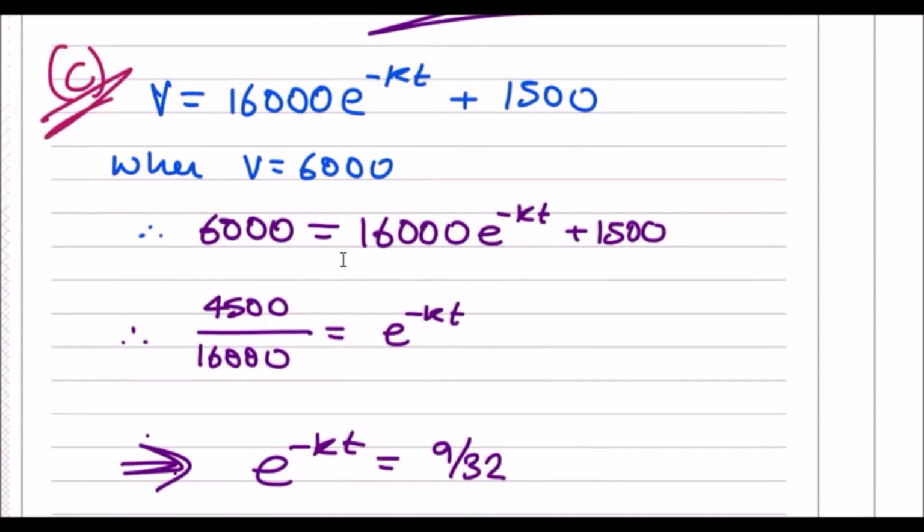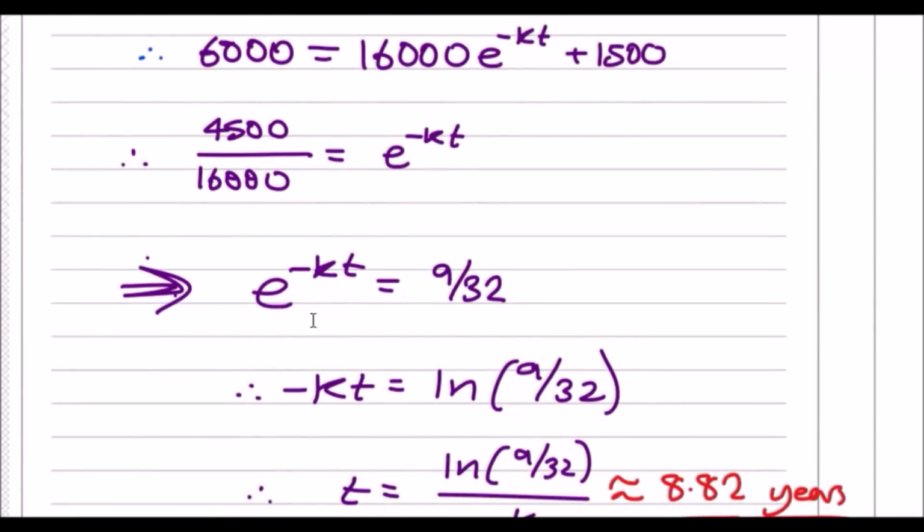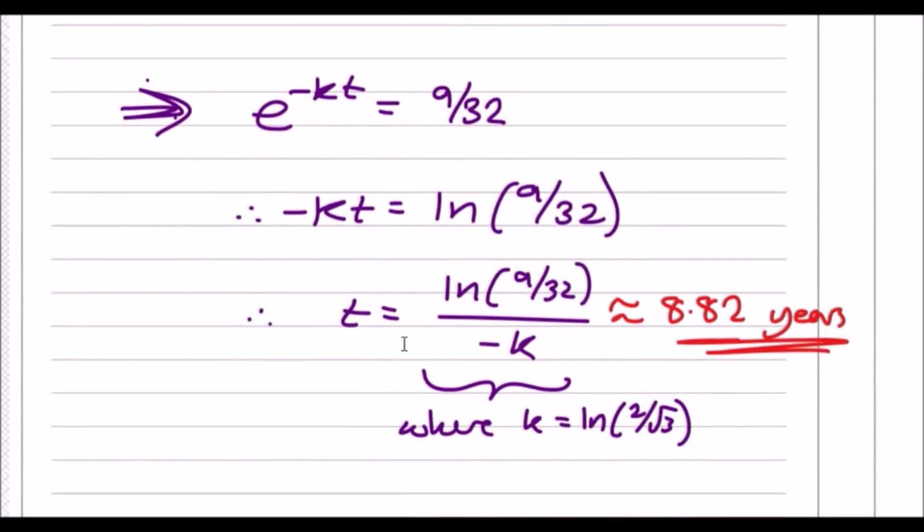So replace v with 6,000, subtract 1,500 across to get 4,500, divide by 16,000 and simplify this to get 9 over 32. Again, making the e term the subject, taking the ln on both sides, so e and ln cancel out, so you're left with minus kt equals ln 9 over 32. Divide by minus k across, so you've got the value t. Now you can put the value k back in, which was ln 2 over root 3. Smash this all in the calculator and you should get about 8.82 years.